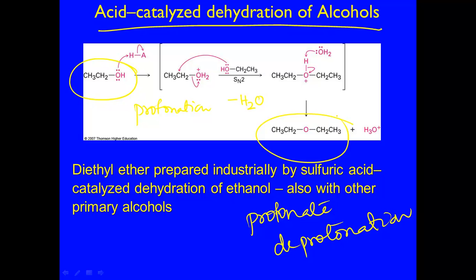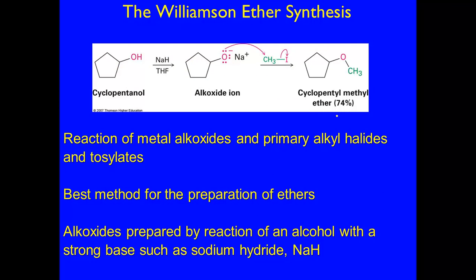But the disadvantage of this method is that you can only make symmetrical ethers, right? You cannot make asymmetrical ethers because two molecules of alcohols are reacting, so you always make symmetrical ethers. What if I want to make asymmetrical types of ethers? Then I have to go a different way. That's the way of synthesizing. That's called Williamson ether synthesis.